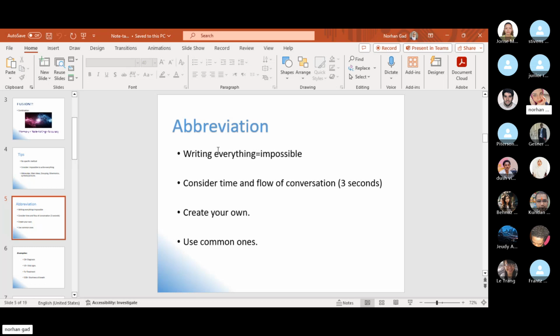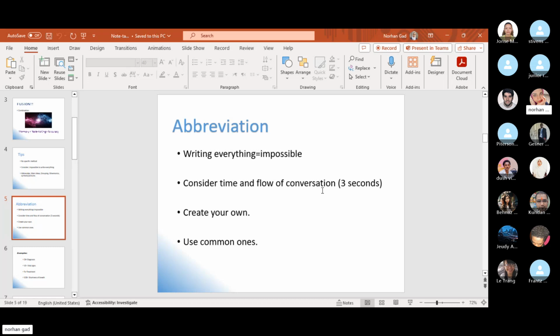Again, consider that it's impossible to write everything down. And you need to consider the time. You need to consider that, again, the speed of a writer is slower than the speed of a speaker. And this is number one, the time. Number two, you need to consider the flow of the conversation.